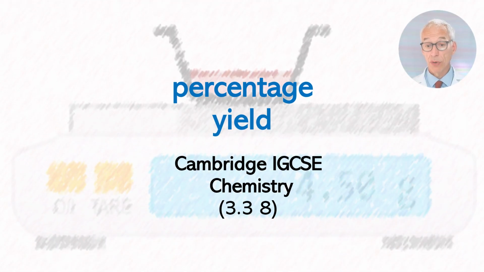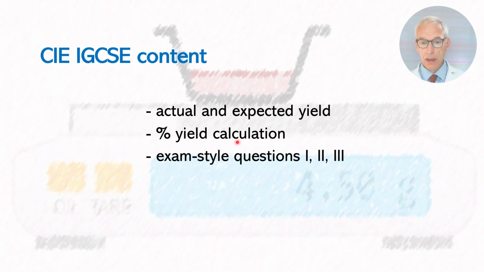Percentage yield for Cambridge IGCSE Chemistry. Cambridge uses the terms actual and expected yield to calculate percentage yield. I'll take you through that and then give you 3 exam style questions on the last 3 slides.